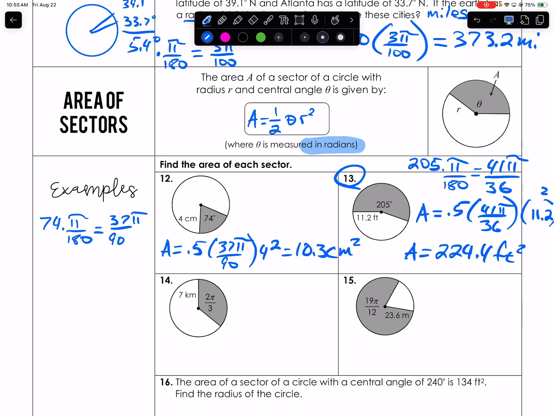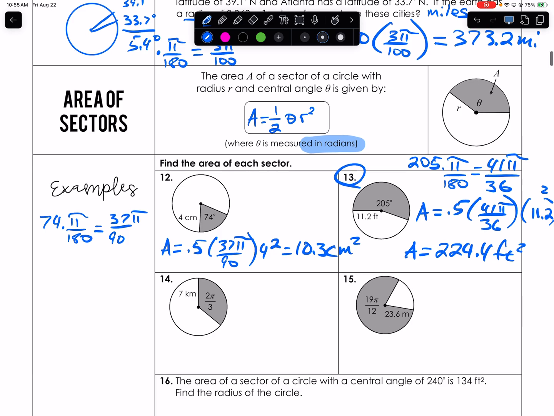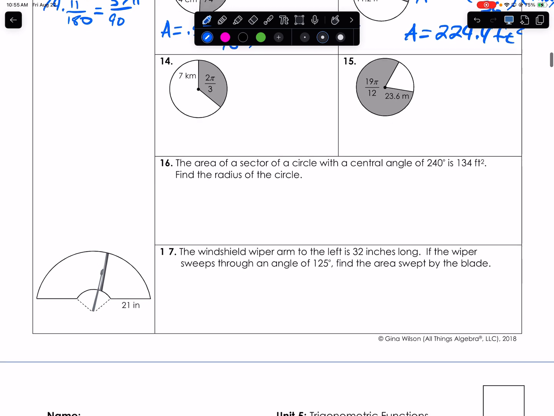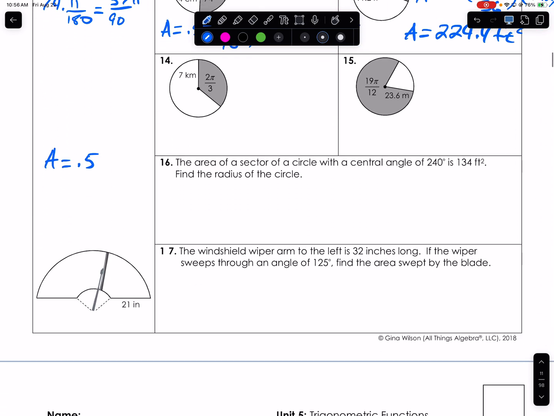All right, we're going to do 16 and 17 and then we're done. 16 is relatively easy, 17 is not. Okay? So 16 says the area of a sector of a circle with a central angle of 240 is 134 feet squared. So if we think about our area formula, we'd have 0.5 times, what was it? Yeah, theta r squared.